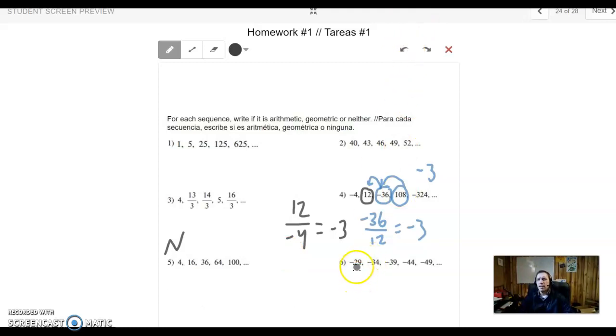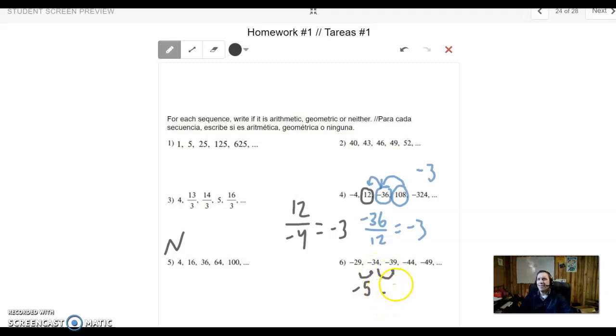And finally here, negative 29, negative 34, negative 39. That looks like it's going down, but by how much? From negative 29 to negative 34: 30, 31, 32, 33, 34. So that is going down by 5. Let's see, subtract 5 again: 35, 36, 37, 38, 39.